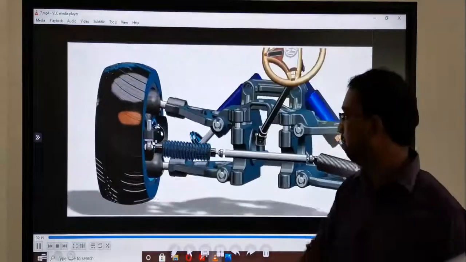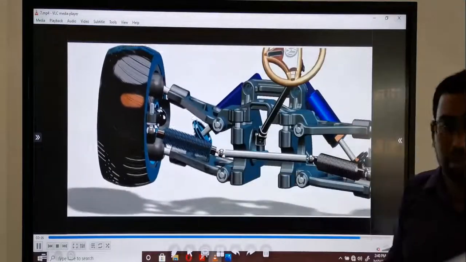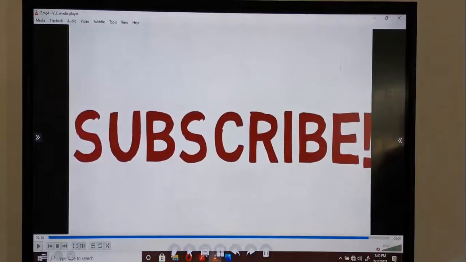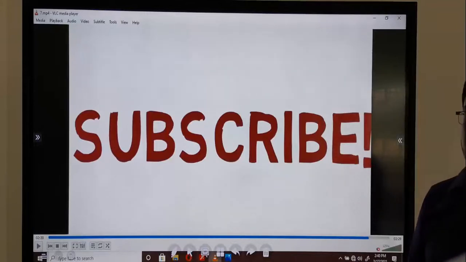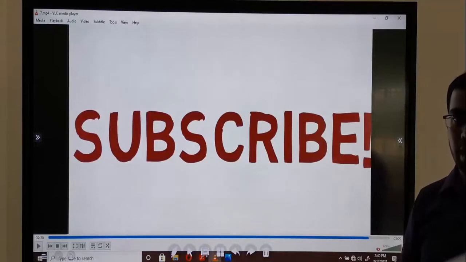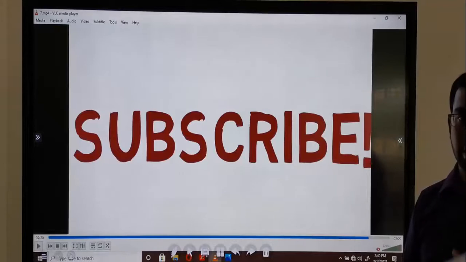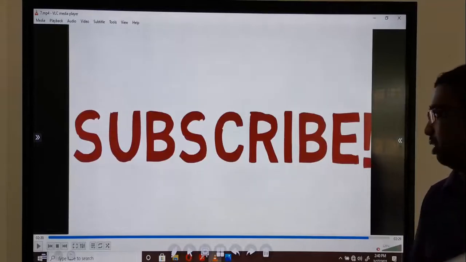So the steering also moves according to the suspension system. That's why I told you before that the drive axle and the steering rod are all part of the suspension system. They also move with the road condition. Okay.